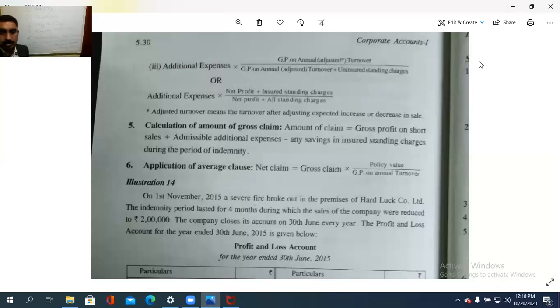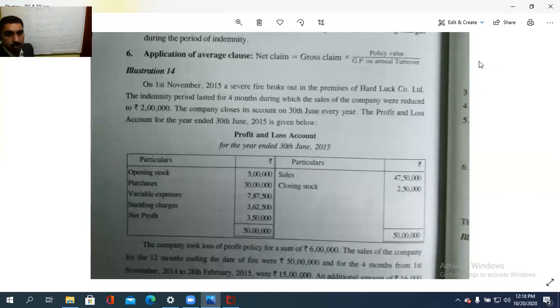അപ്പോൾ നമുക്ക് ഈ പ്രോബ്ലം ചെയ്യാം. On November 1st, 2015, a severe fire broke out in the premises of Heartland Company Limited. Indemnity period lasted for 4 months, during which the sales of the company were reduced to 2 lakh. അപ്പോൾ അതെന്താണ്? ഷോർട്ട് സെയിൽ ആണ് അല്ലേ? Sales of the company were reduced to 2 lakh. അപ്പോൾ 4 മാസം കൊണ്ട് 2 ലക്ഷം രൂപ കണ്ട് കുറഞ്ഞു.